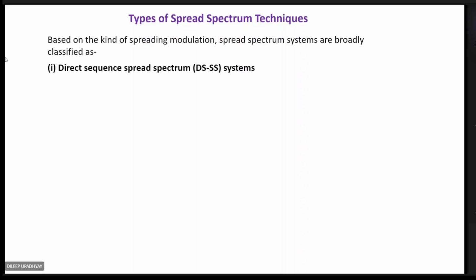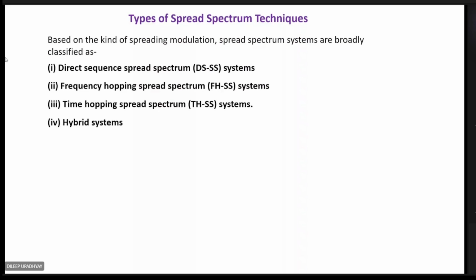Then I had discussed the types of spread spectrum techniques. There are mainly 4 types. One is the direct sequence spread spectrum, second is frequency hop spread spectrum, third one is the time hop spread spectrum technique, and the fourth one is the hybrid system, which is the combination of any two of these, especially of the second and third.